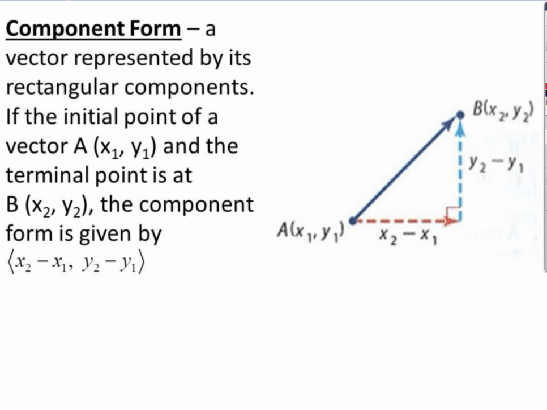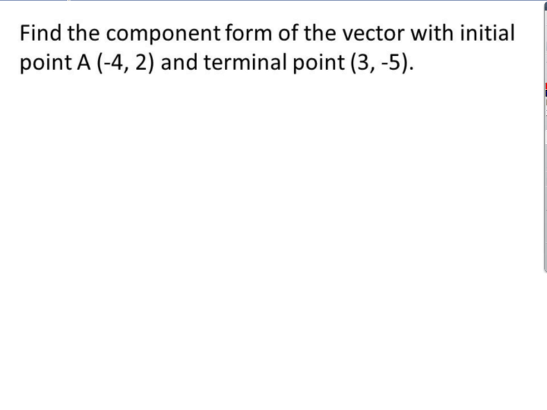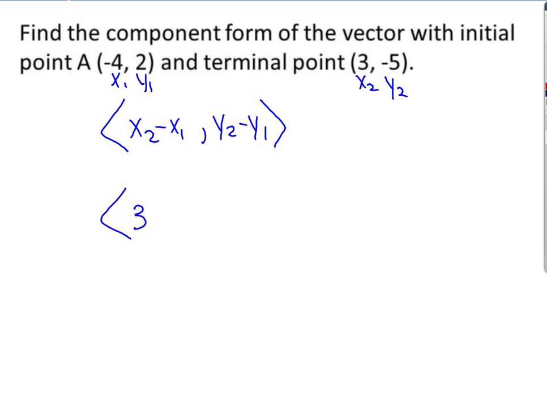If the initial point of the vector is at point A, (x1, y1), and the terminal point is at point B, (x2, y2), then the component form is just going to be x2 minus x1 and y2 minus y1. So if we need to find the component form of this vector, your first point is your x1 and your y1. The second point is your x2 and your y2. So we're just going to do 3 minus negative 4 and negative 5 minus 2. So our component form is going to be 7 and negative 7.